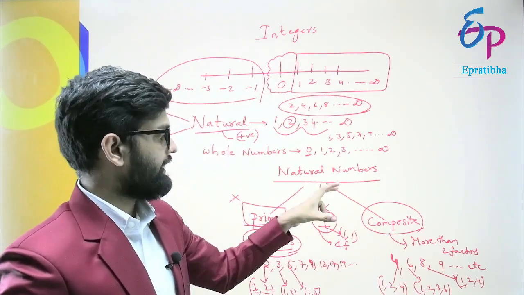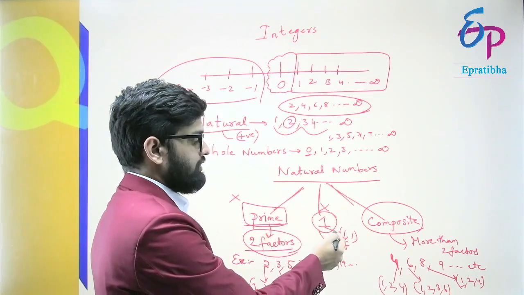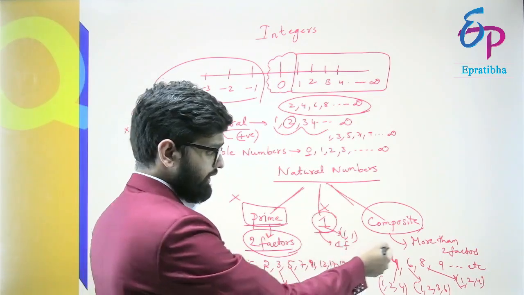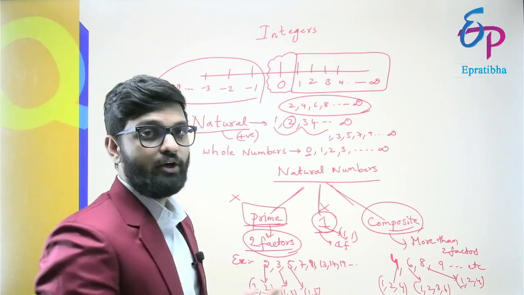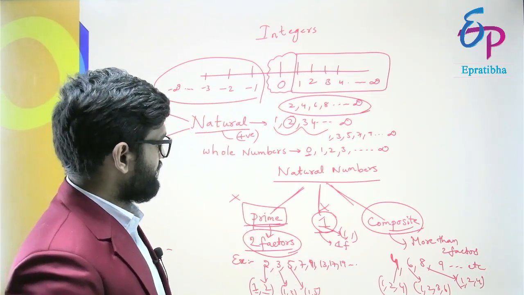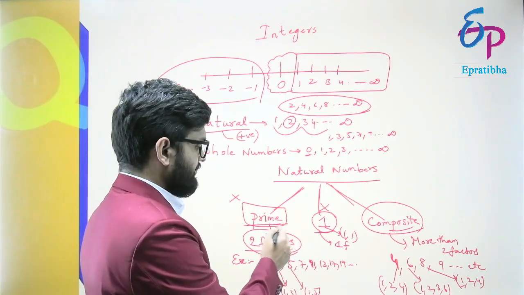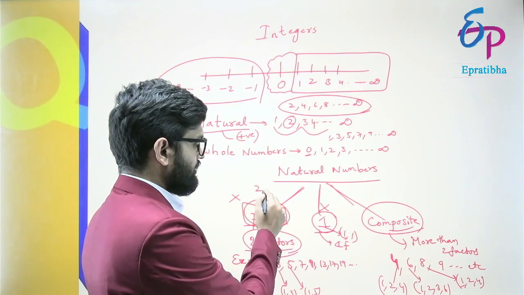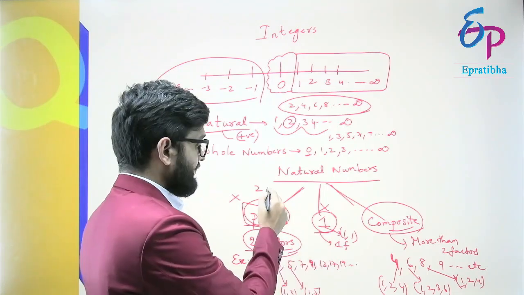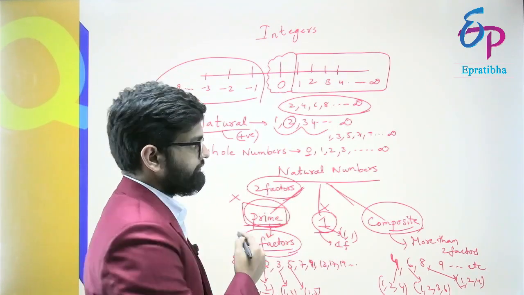So these are the three types of numbers in natural numbers. One is prime numbers, one is the number 1, and another is composite numbers. I hope I am clear. I think you will not have any doubts here. The definition is not 1 and itself, it is exactly 2 factors. I hope I am clear.